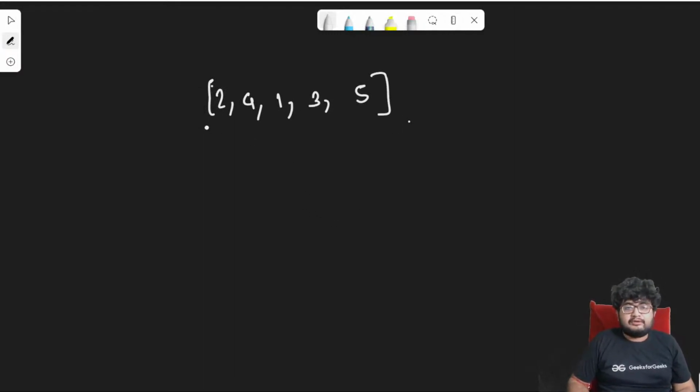What is the inversion count? Let's check all the pairs. 2, 4. Is 2, 4 an inversion? No. 2, 1 is an inversion. So that's 1, because of 2, 1.